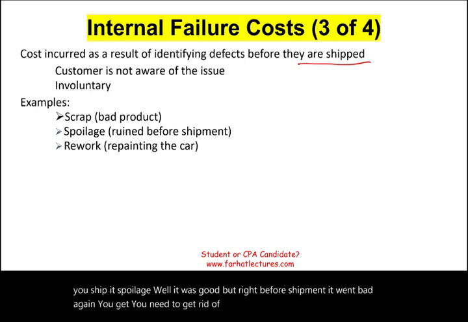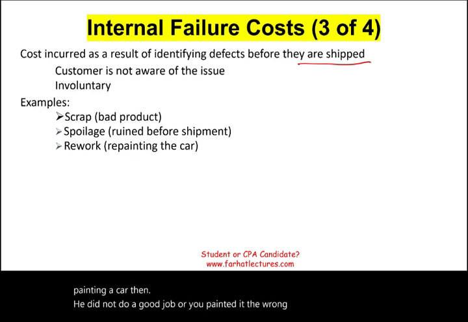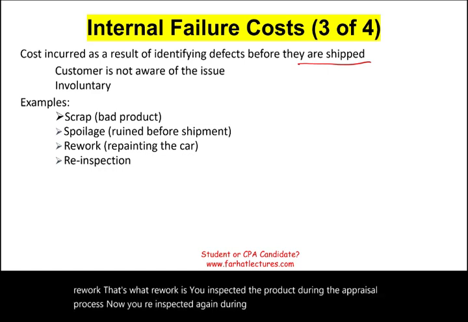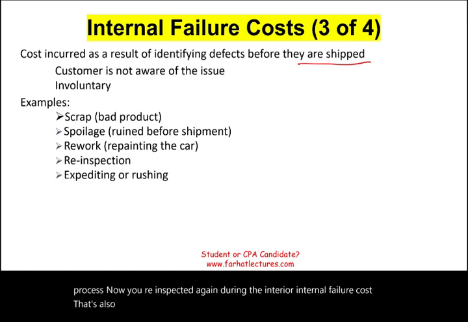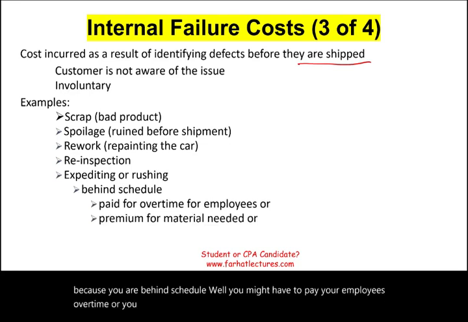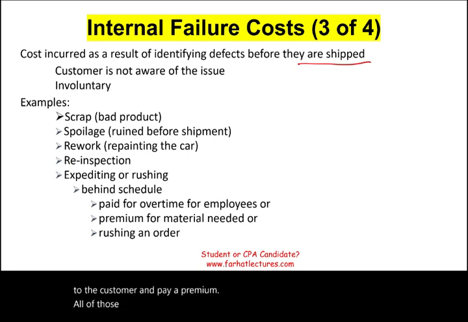Rework. Let's assume you're painting a car. Then you did not do a good job, or you painted it the wrong color. You will do the rework. That's what rework is. You inspected the product during the appraisal process. Now you reinspect it again during the internal failure cost. That's also additional cost. Let's assume you want to expedite or rush an order because you are behind schedule. Well, you might have to pay your employees overtime, or you might have to pay a premium for material needed because you need a rush order, or you may have to rush the order itself to ship the product to the customer and pay a premium. All of those are considered expediting or rushing cost, which is part of internal failure cost.